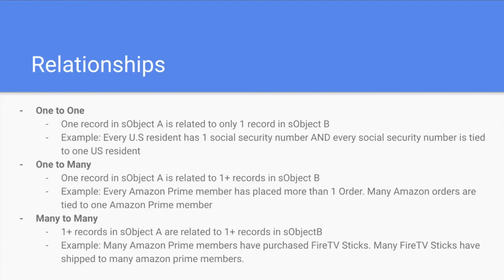So this kind of combines the two. A many-to-many relationship is whenever you have one or more records in S-object A being related to one or more records in S-object B. An example of that, again with Amazon, let's say many Amazon Prime members have purchased Fire TV sticks, which is the most popular best-selling item on Amazon. It's also safe to say that many Fire TV sticks have shipped to many Amazon Prime members.